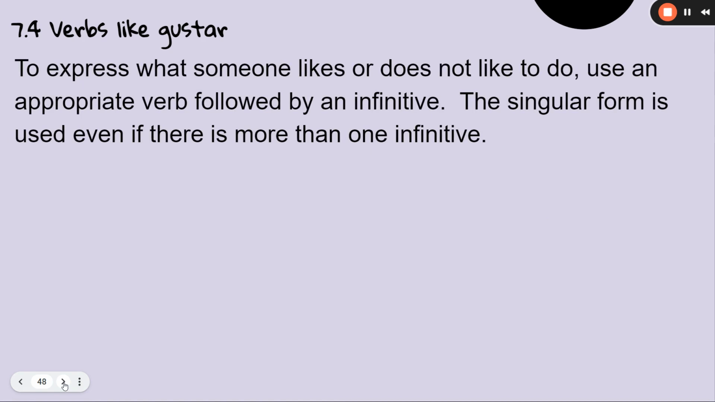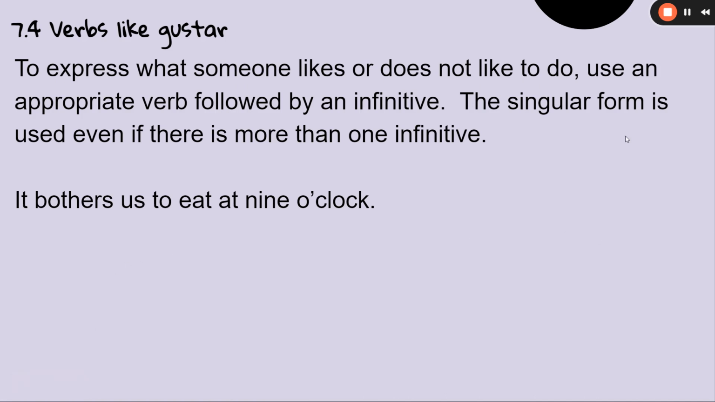To express what someone likes or dislikes to do, use the appropriate form of the verb. So it bothers us to eat. To eat, that's an infinitive. Since we're using the infinitive, the singular form is used of the bothers part. So nos molesta comer a las 9.